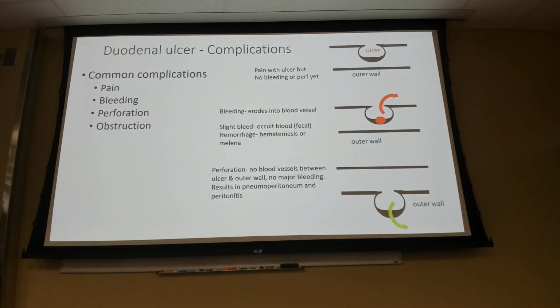And then here's a great representation of it. Depending on whether it's in the outer wall or where it's located, it may bleed versus perforate and just cause air. If you guys remember that X-ray with the air under the diaphragms, they'll have that pneumoperitoneum, and that's usually a perforation. Versus if it goes through, depending on which wall it goes through, it might just bleed and they'll have hematemesis.